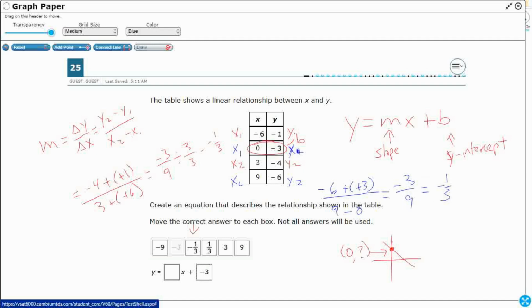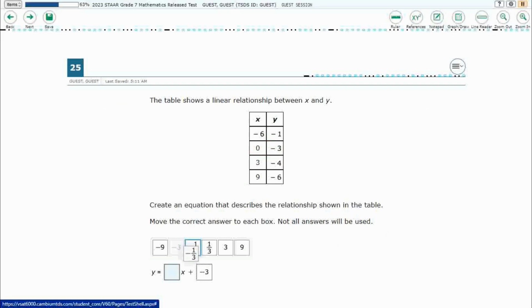Yeah, so it doesn't really matter what order you do them in, which pairs, as long as it's a linear relationship, the slope will always be the slope, no matter which 2 pairs of coordinates you use. So we're just going to make that m, our -1/3, and that is our final equation. Y equals -1/3 x minus 3.